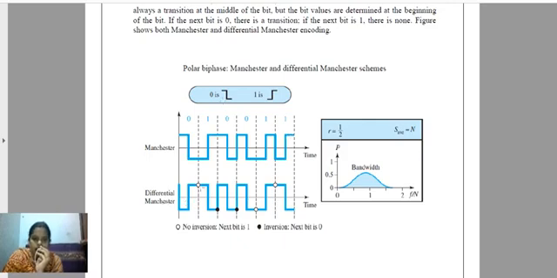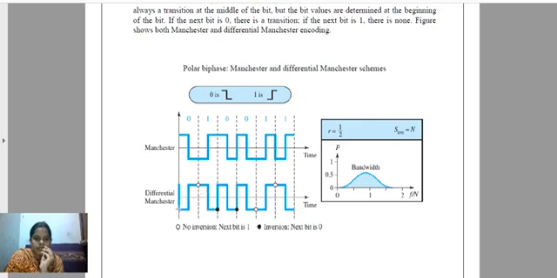Next, differential Manchester. Differential Manchester is NRZ I. I means inversion. Each time it will what? During the bit it will invert, change its position. Okay, so now 0. Suppose it is started like this, 0. 1 means here change, so it will change its bit, change its position.